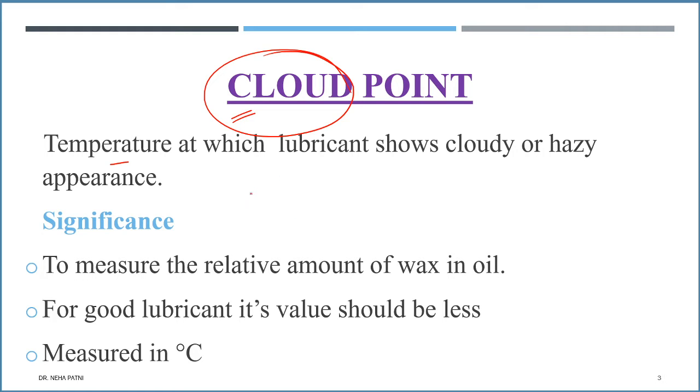Now you can imagine coconut oil in winter. That is the simplest example. If you imagine coconut oil in winters, when the temperature decreases, the lubricant shows cloudiness. There is a precipitation. A relative amount of the wax comes out of the oil. So this is how, for cloud point, you have to note the first temperature. Now obviously it's measured in degrees Celsius.